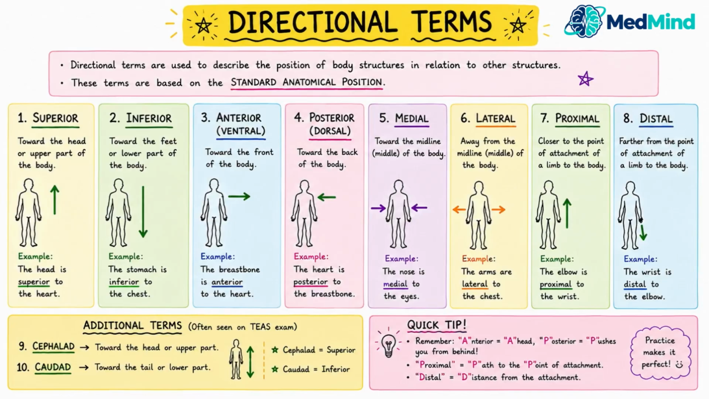Distal. Distal means further away from the point where a limb attaches to the body. For example, your fingers are distal to your wrist because they are further away from your shoulder. And another example, your ankle is distal to your knee. And also the wrist is distal to the elbow.